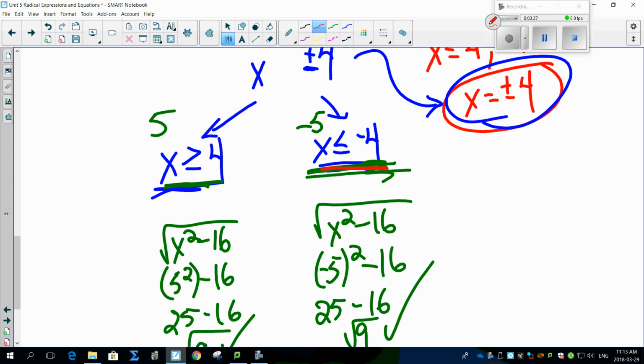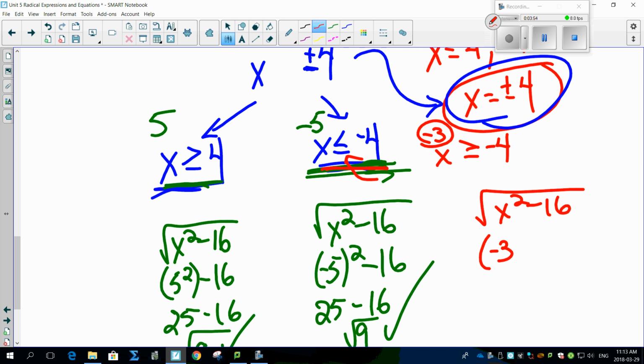But look what happens if I use just the opposite on this one. If I didn't flip this inequality, it would say any value x greater than or equal to negative 4. Well, let's pick a value greater than negative 4. Let's try negative 3. Watch what happens. If we put that into this x squared minus 16 here, this becomes 3 squared minus 16. That's 9 minus 16. Uh-oh, we got a problem here. That's negative 7, which is not square rootable. That's why we have to flip that inequality.